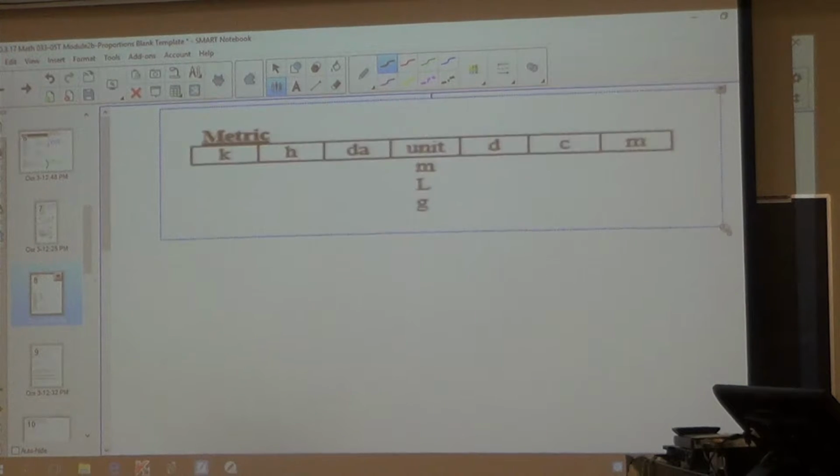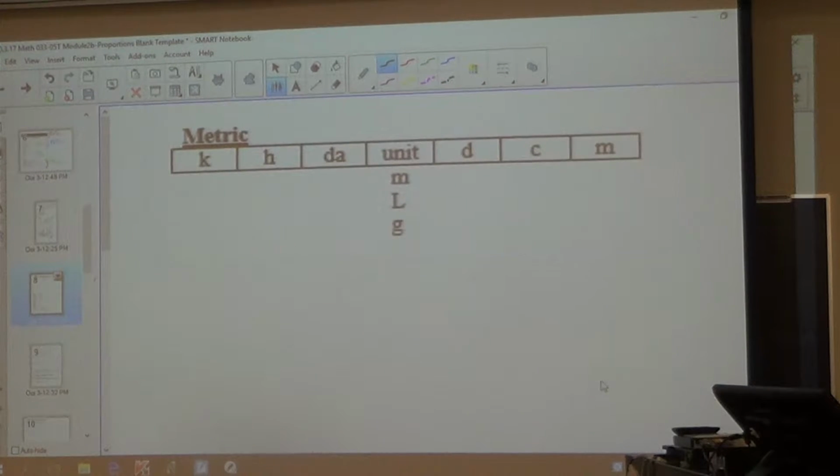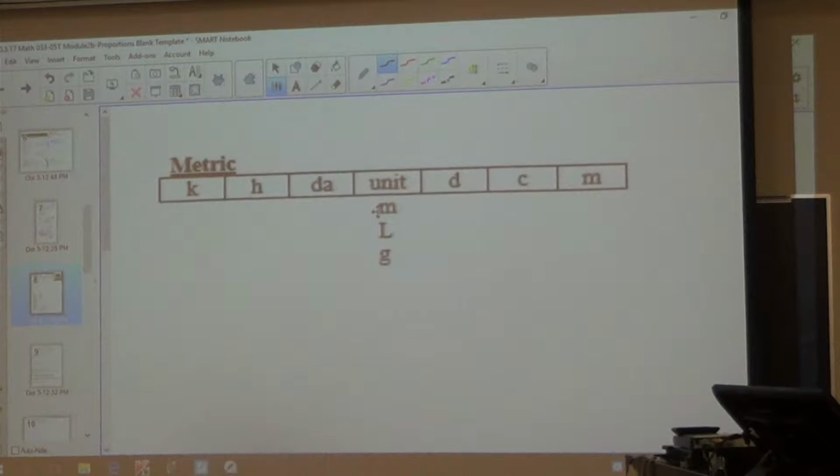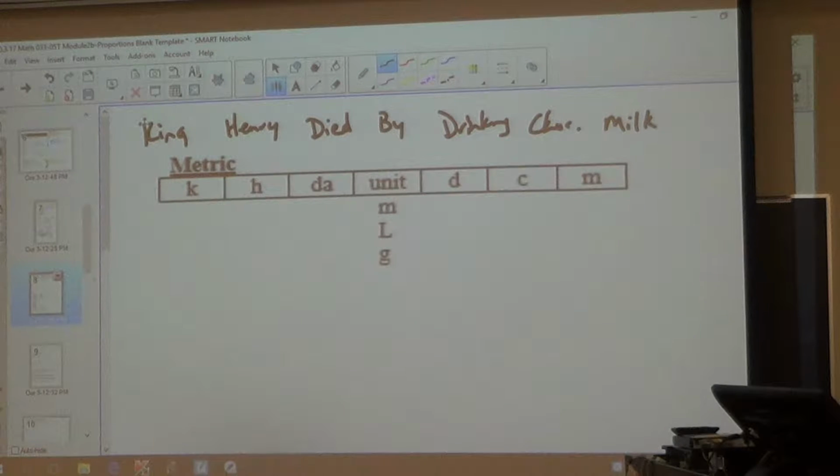So this is on your formula sheet. This is what I call King Henry. How did King Henry die? By drinking chocolate milk. King Henry died by drinking chocolate milk, because this is our basic unit.